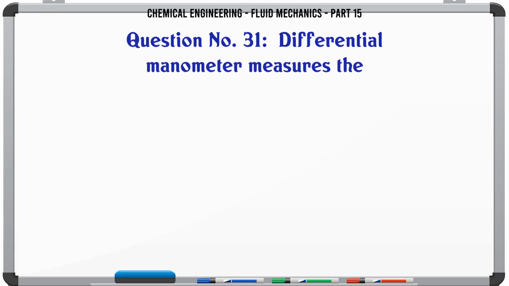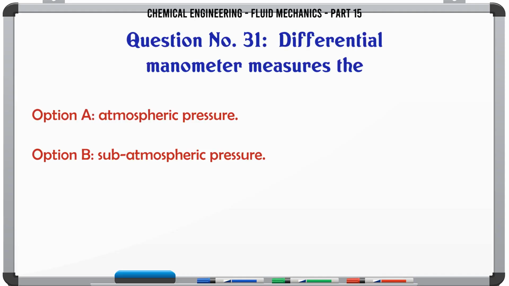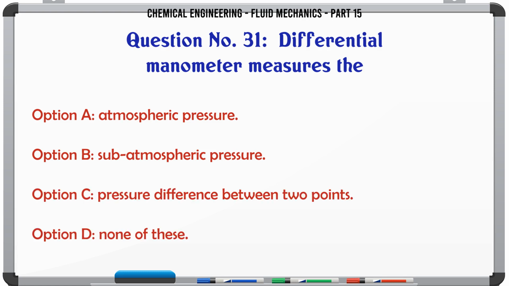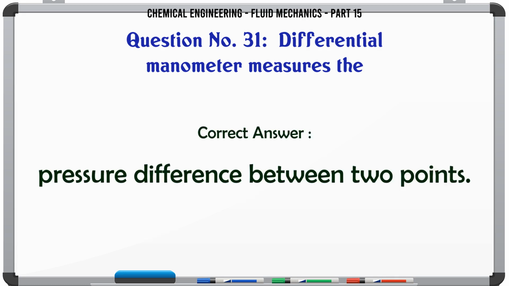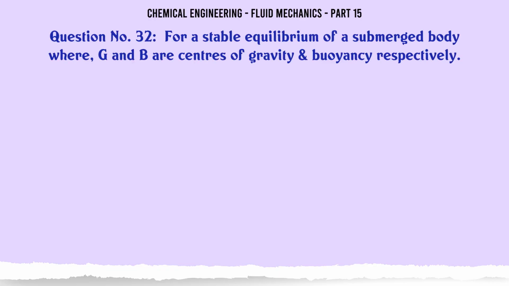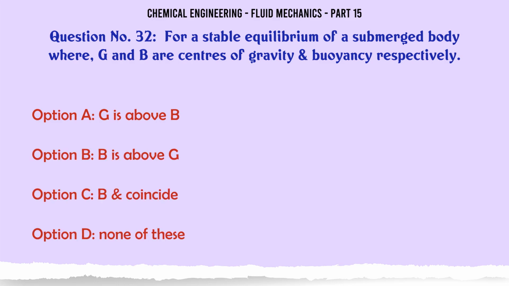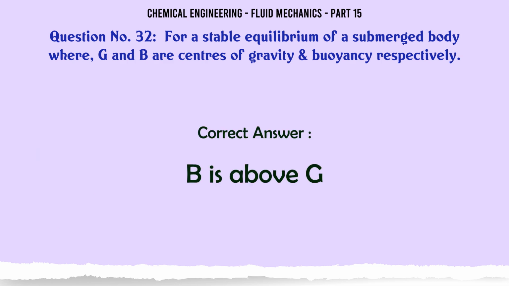Differential manometer measures the A. Atmospheric pressure, B. Subatmospheric pressure, C. Pressure difference between 2 points, D. None of these. The correct answer is pressure difference between 2 points. For a stable equilibrium of a submerged body where G and B are centers of gravity and buoyancy respectively, A. G is above B, B. B is above G, C. B and G coincide, D. None of these. The correct answer is B is above G.